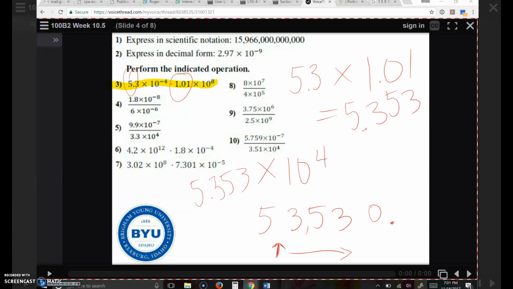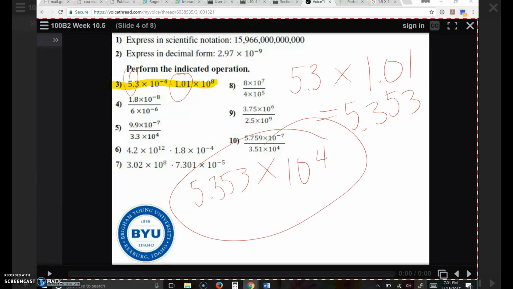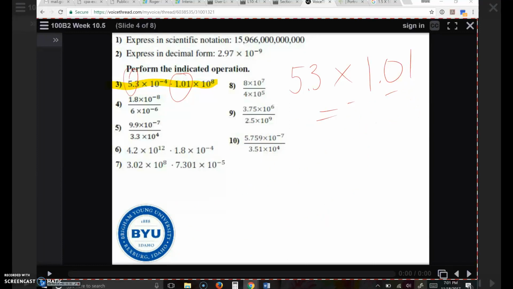So this is the answer that I believe it's looking for, okay? Right there. So hopefully you guys got that, or at least understand how to get that now. Okay, now I'm going to erase this. I'm going to go through the next one, number 4. It's the same process, but a little bit different just because it's division.